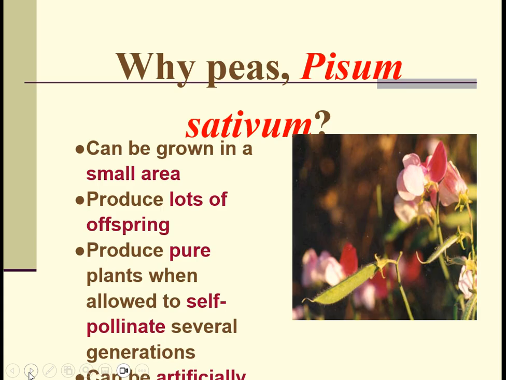So why peas? That is Pisum sativum, which is the scientific name of the peas, because it can be grown in a small area, produce lots of offspring, produce pure plants when it's allowed to self-pollinate for several generations, and it can be artificially grown. How amazing is that?